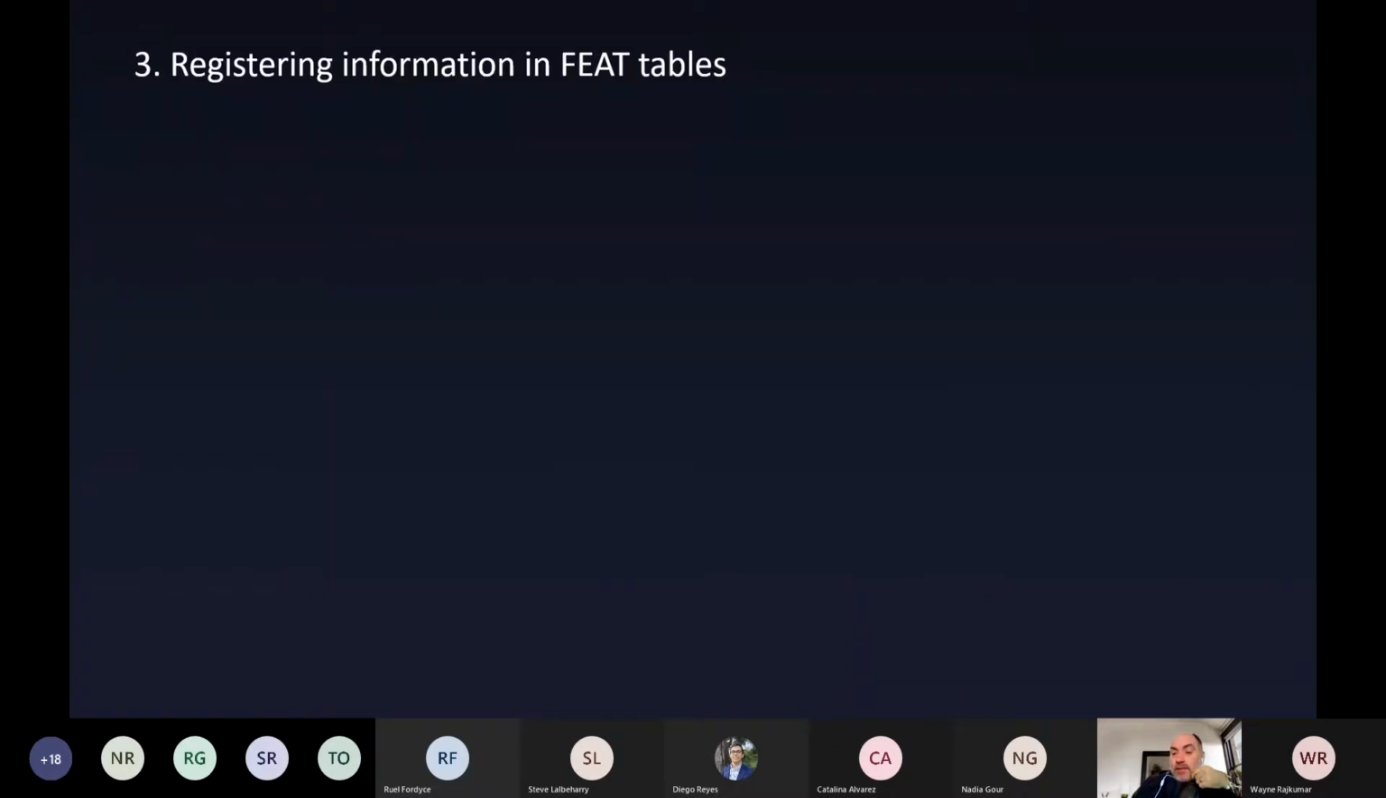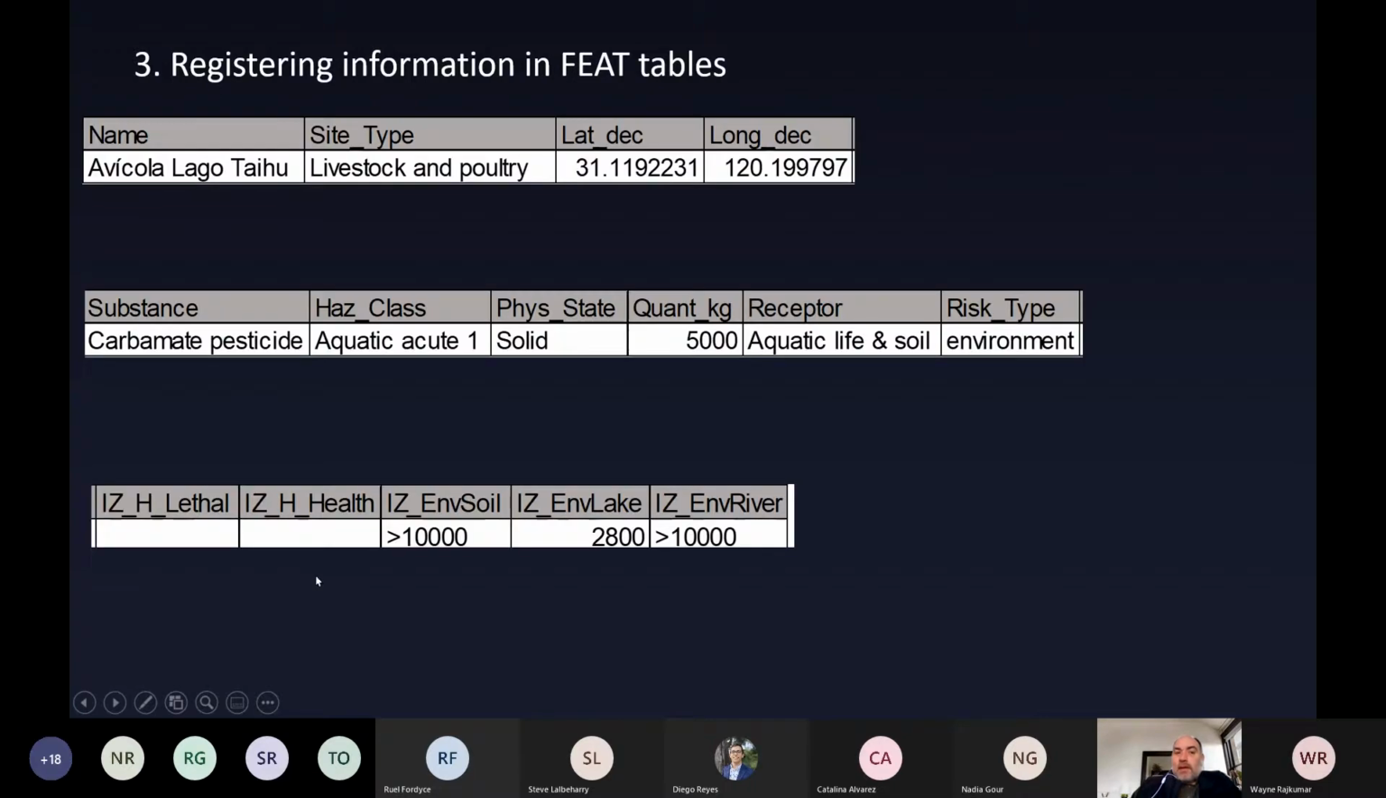The last thing I should do is register the information from the FEAT tables. What Catalina presents is the matrix that we use for including this information. It starts with these names. First, the name.